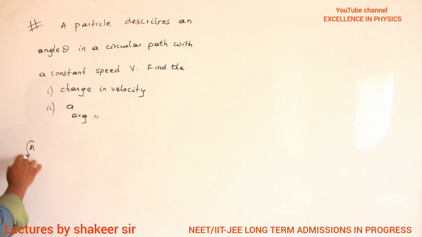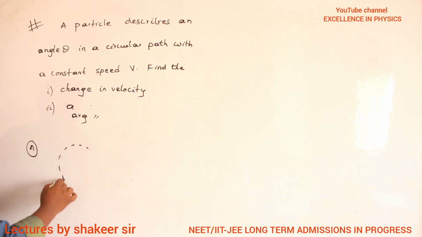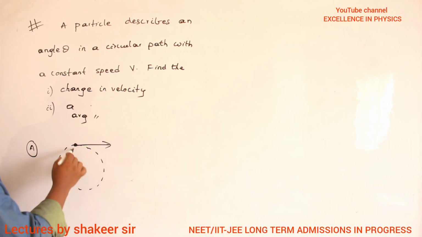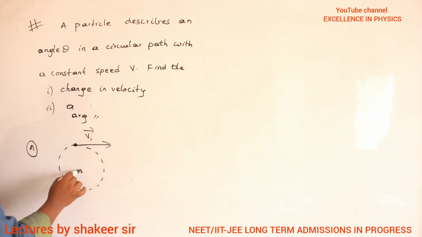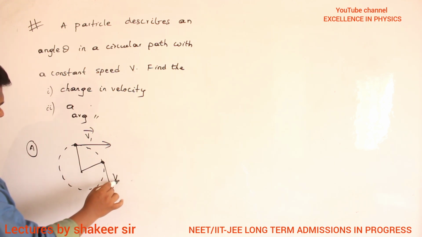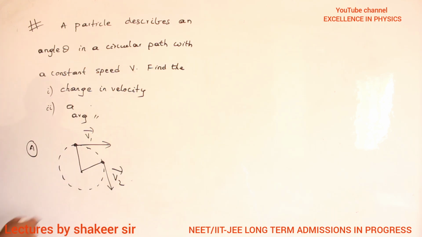Clear? So first let us try to draw a diagram of this. Consider this is the circular path in which the body is traveling. Considering it started from here, let this initial velocity be v1 vector. After some time the particle has reached up to here, and this velocity we will call v2 vector. And by this time it has covered an angle of theta. That's all.